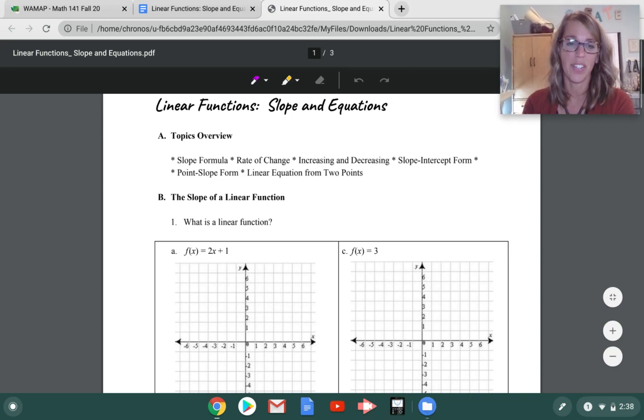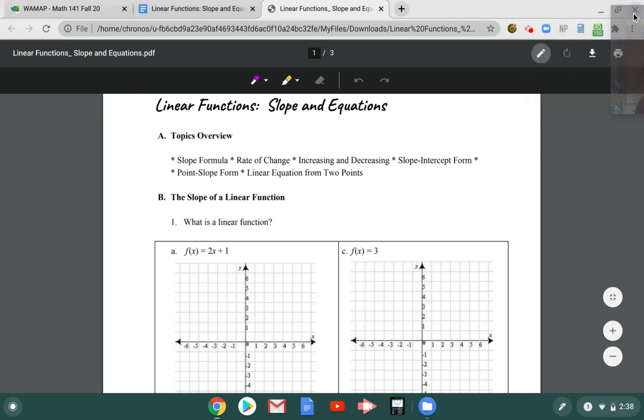In this video, we're going to talk about linear functions, what they are, and how to find the slope of a linear function and their equations. So in terms of topics, we're going to be looking at the slope formula, rates of change, which is an application of the slope. We'll see increasing and decreasing functions, the slope-intercept form, the point-slope form, and the linear equation form from 2 points. Okay, so first of all, what is a linear equation?